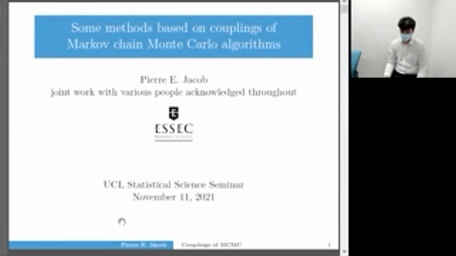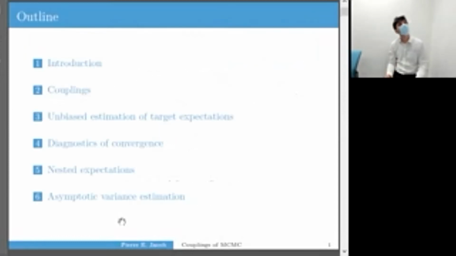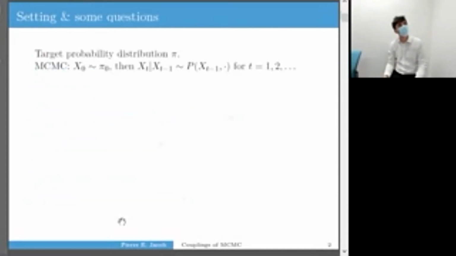Hello, everyone. So this is going to be about MCMC and couplings. This is joint work, and I will acknowledge, of course, my collaborators throughout the talk. So I'll delve right into the setting, which is just the MCMC setting.